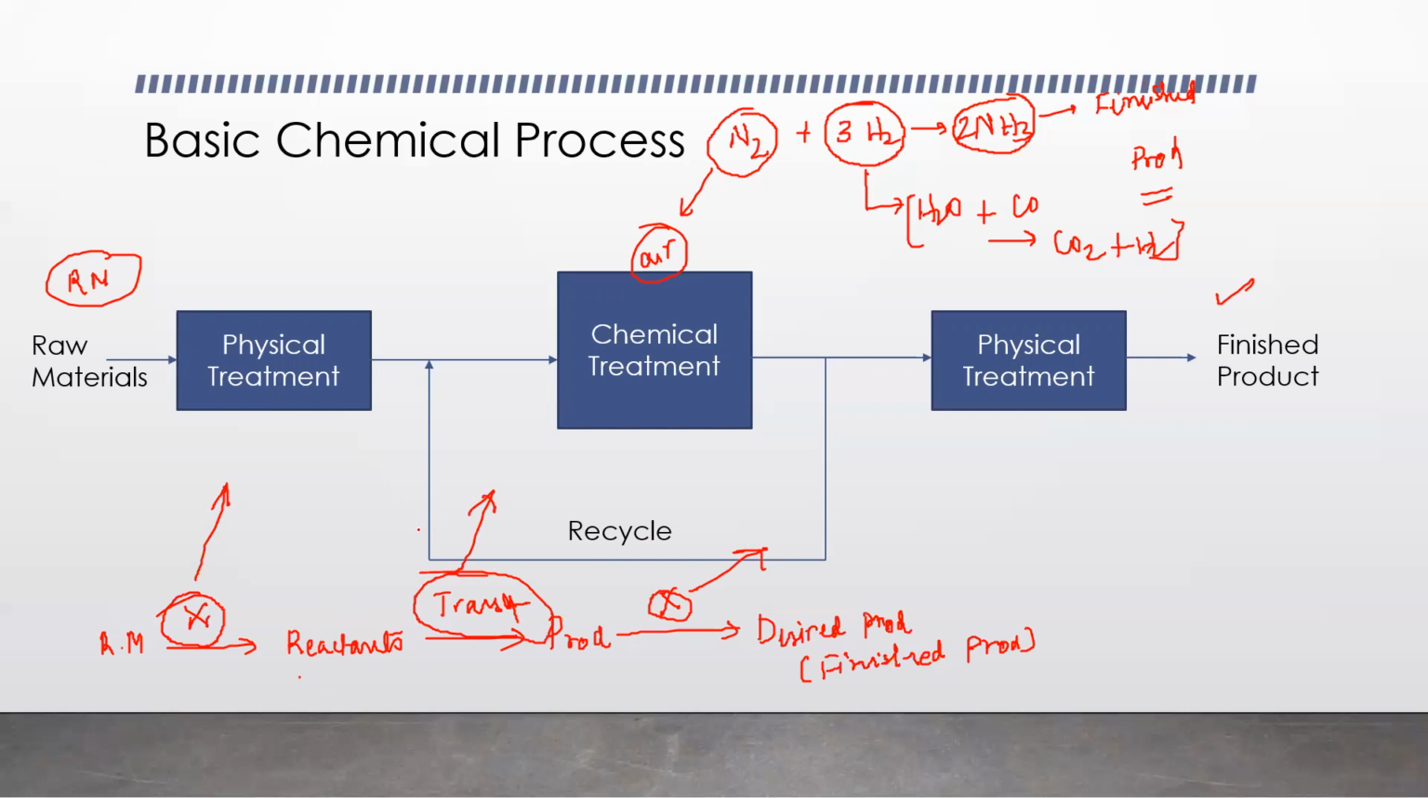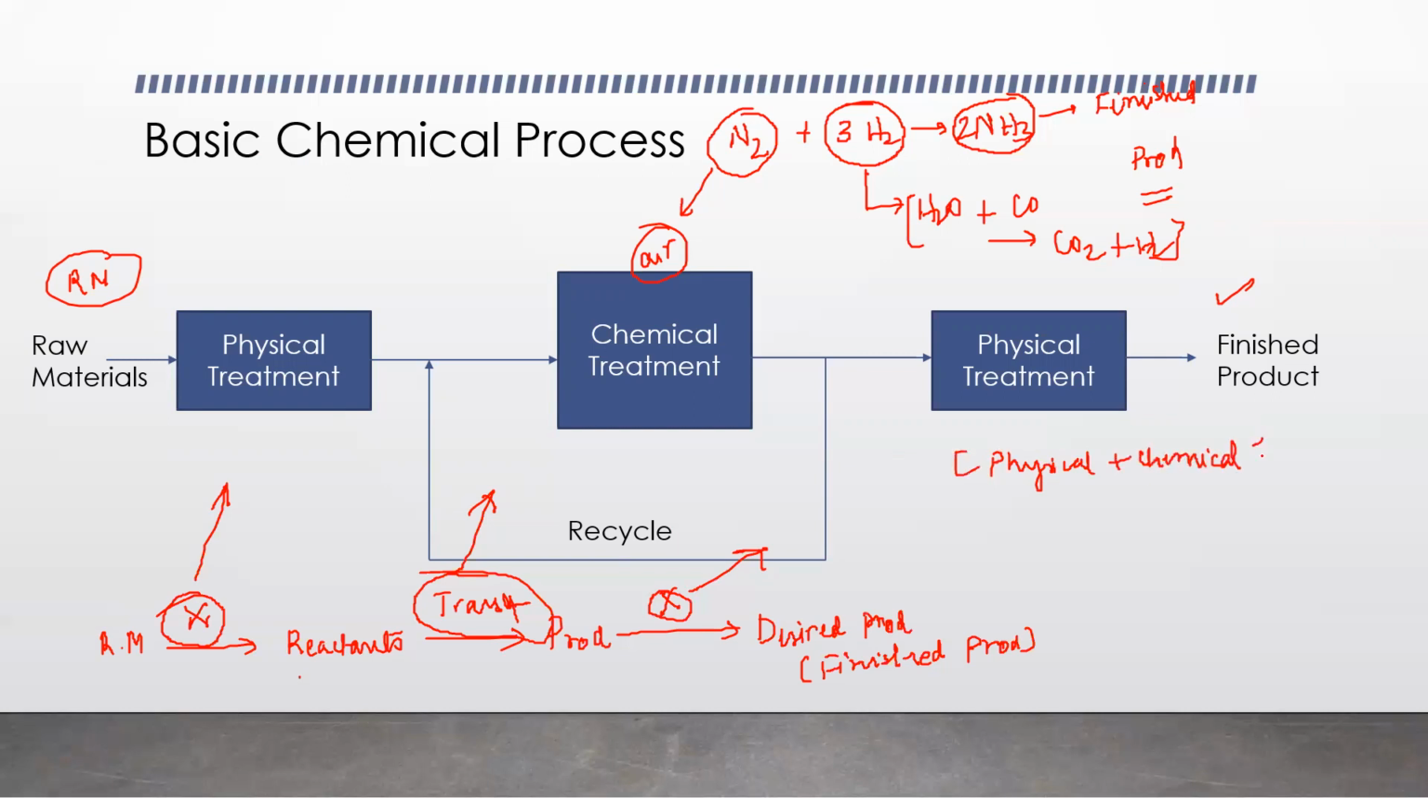These are very important: physical treatment and chemical treatment. These two take place throughout your chemical process. So since we discussed just now that for a chemical process to take place, we need physical and chemical treatment steps.